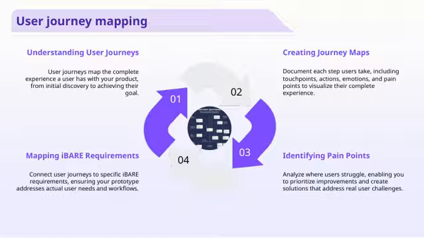Next, we connect these user journeys to specific MVP requirements. This step ensures that our prototypes are aligned with real user needs and workflows, making our solutions more effective and user-centered. Finally, we need to identify pain points, those moments where users struggle or get frustrated. Analyzing these areas helps us prioritize improvements and develop solutions that truly address the challenges users face. Overall, user journey mapping is a powerful tool to keep us focused on the user, refine our design, and ensure we're creating a product that genuinely meets their needs.